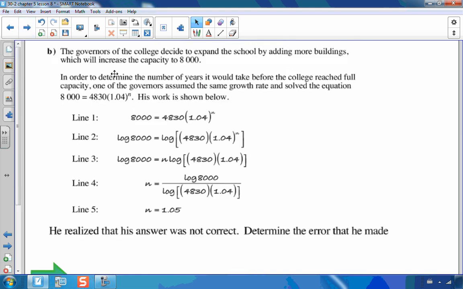Okay, so let's look at this question here. They've decided to expand the school, adding a maximum capacity of 8,000. Now that we know how many students we started with, they want to know how long it will take to get to 8,000. So 8,000 students is the initial amount. Here's my growth rate to the n. We're trying to solve for n. They take the log of both sides, totally fine. And then in this next one, it looks like they take the exponent of n and bring it down. And that's where they lost me. That's their mistake right there.